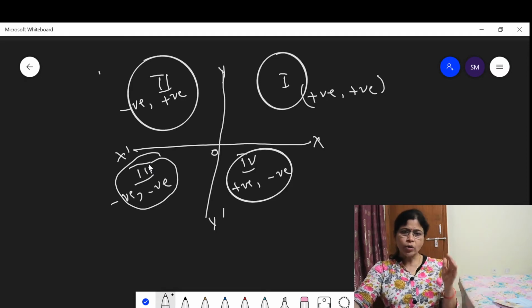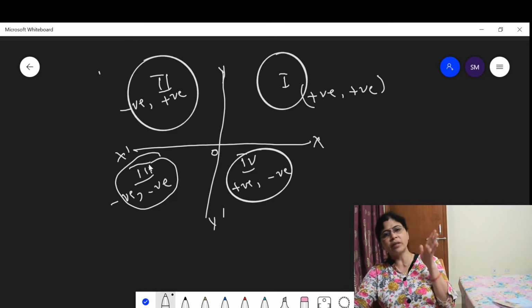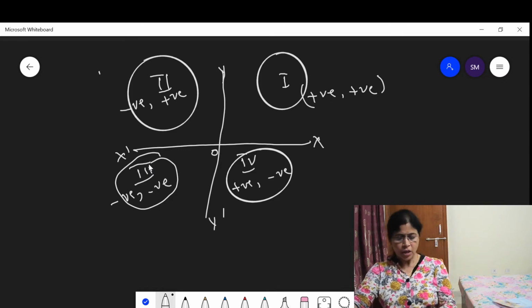Now let us remember what will be the value of these trigonometric functions in these four quadrants. Here the sine function is positive, increasing from 0 to 1 in the first quadrant.